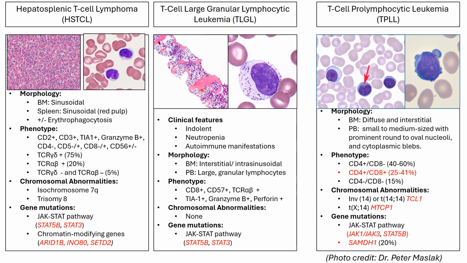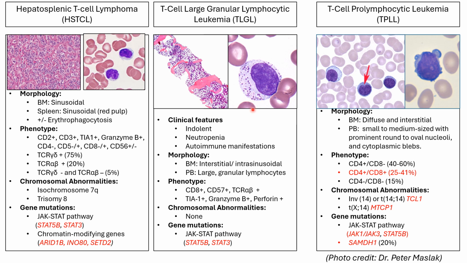And TLGL patients are clinically indolent. They usually present with neutropenia, and autoimmune manifestations are likely associated in TLGL patients. Bone marrow infiltration is either interstitial or intrasinusoidal, and peripheral blood will show numerous LGLs like the one depicted here, with a lot of large granules in these lymphocytes.